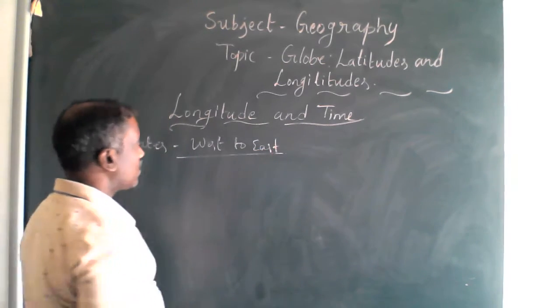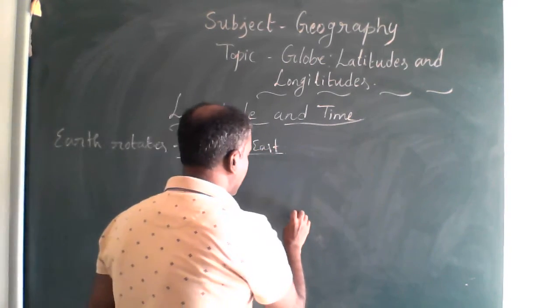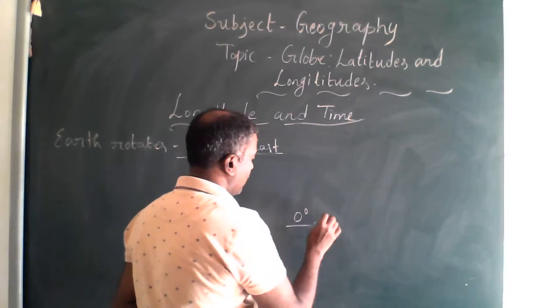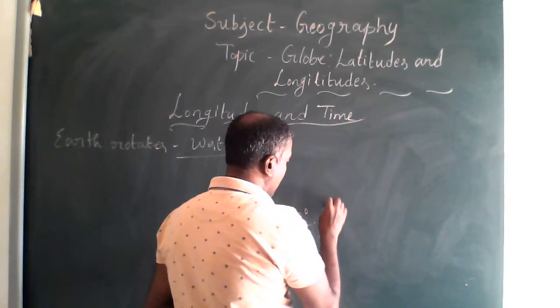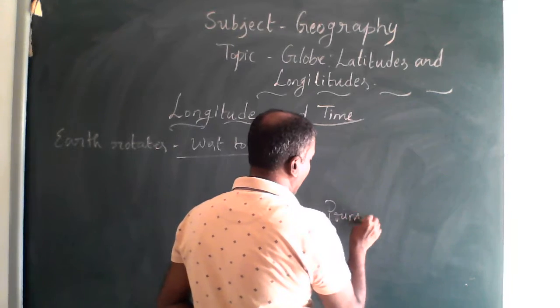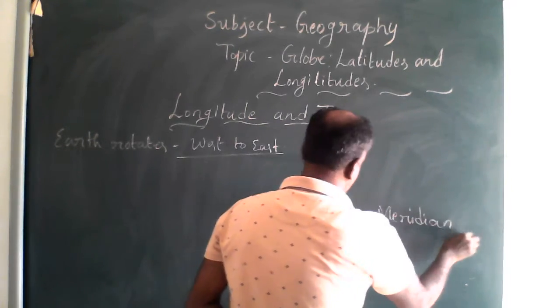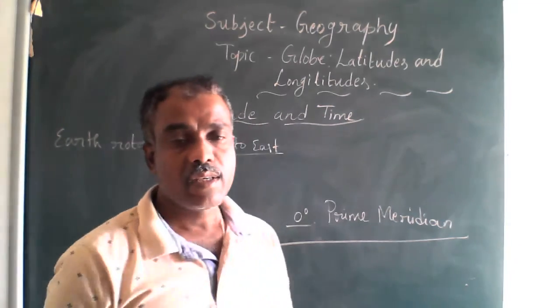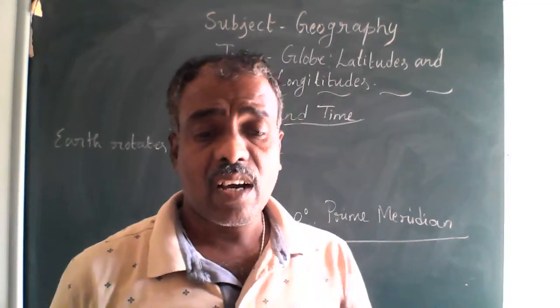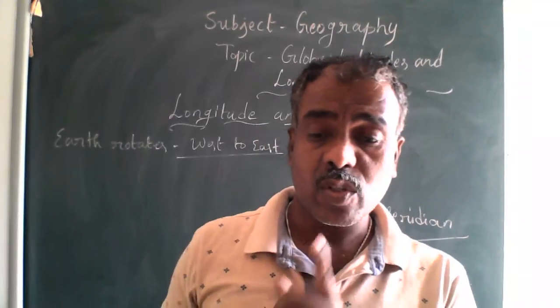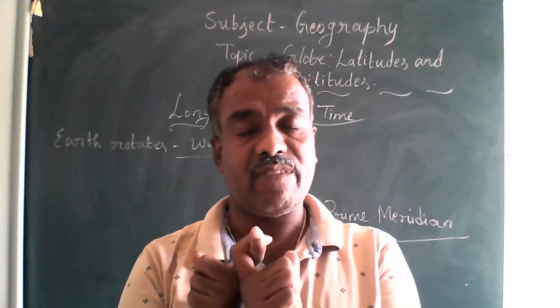So actually we are considering the 0 degree, which is Greenwich, also called the prime meridian. The earth rotates from west to east, so those places east of Greenwich.